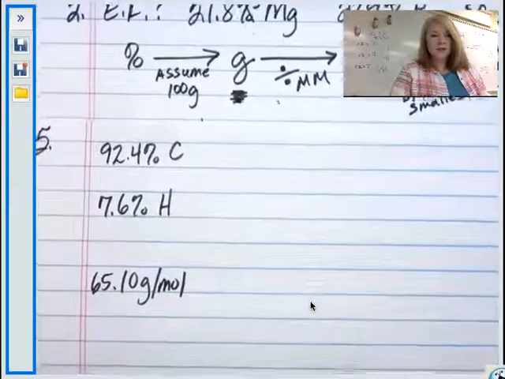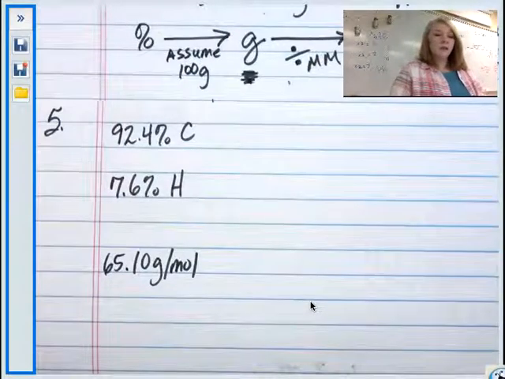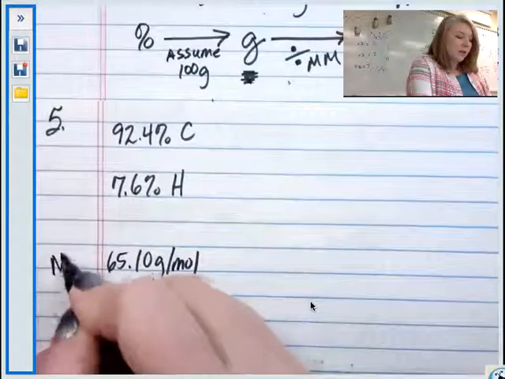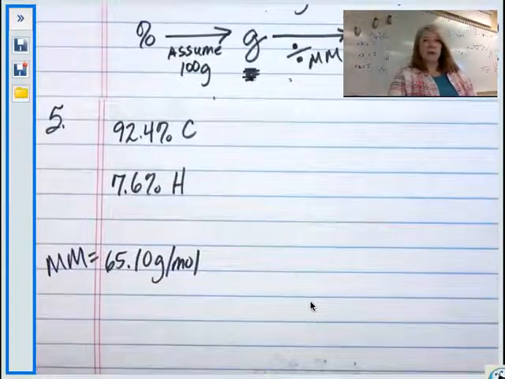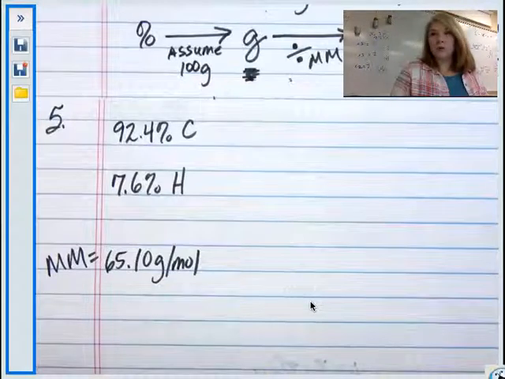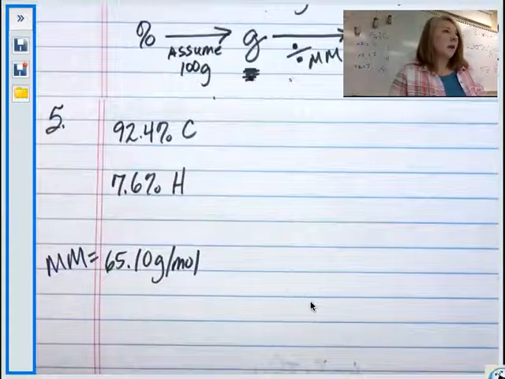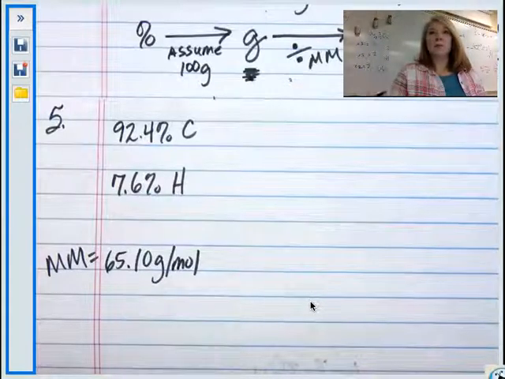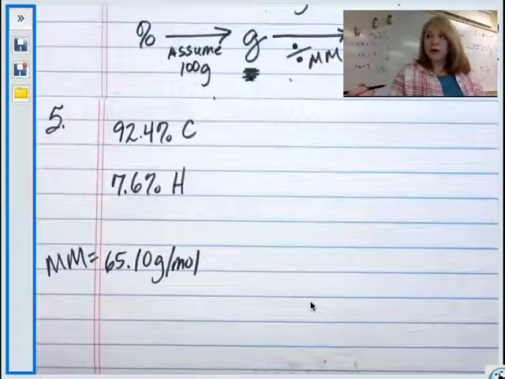We have 92.4% carbon, 7.6% hydrogen, and then our molar mass, MM, is 65.10. Okay, we're going to hang on to that until we get our empirical formula found. So your first step is always to find your empirical formula, okay? And then we'll go back and use that molar mass to find our molecular formula. So think alphabetically. Empirical formula starts with an E, right? And then molecular formula starts with an M. You've got to find E before M.